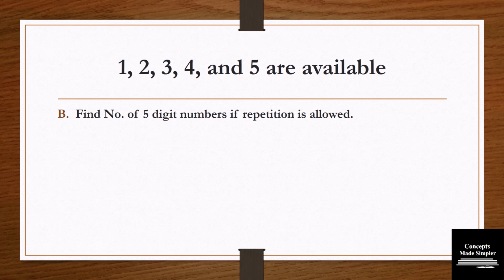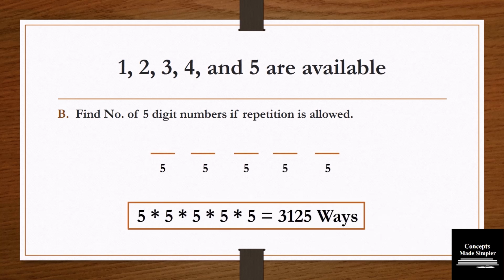Find the number of 5-digit numbers if repetition is allowed. This question is more or less similar to the previous question. The difference here is any of the 5 digits that are used once can be used again. So let's see the solution. We have 5 placeholders and each placeholder can be occupied by any of the 5 digits in 5 ways. So it is 5, 5, 5, 5 and 5. So the solution is 5 to the power 5, that is 3125 ways.